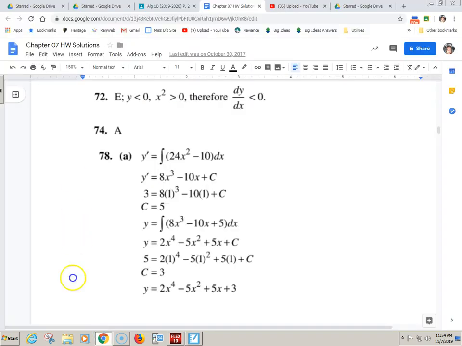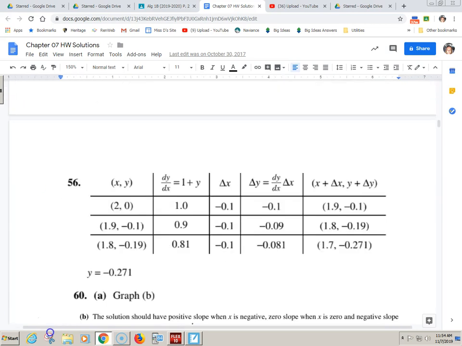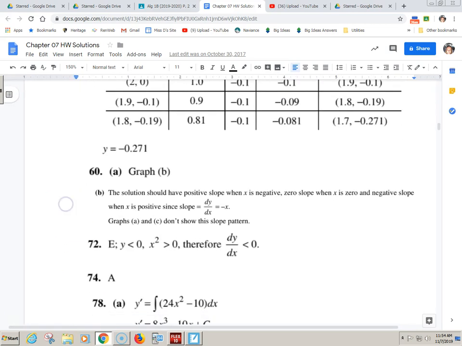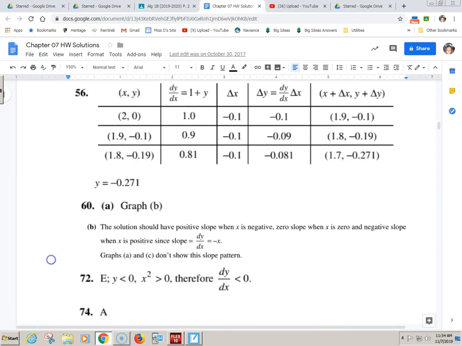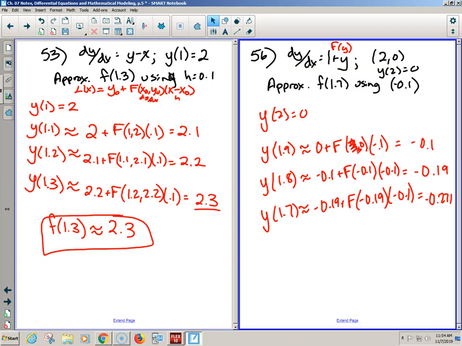We can double check. How is number 56? They showed it weird. I don't know. There you go. So my final f value approximation. So that h step, if you're going backwards, you just have to make sure that you have the negatives.